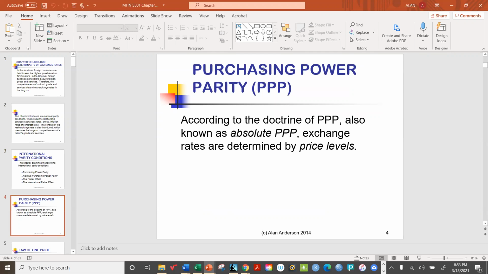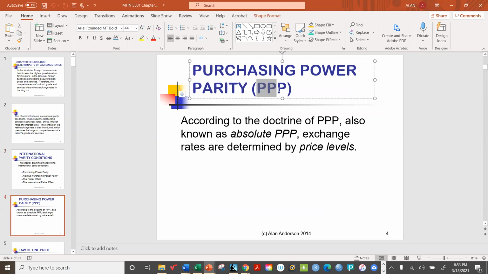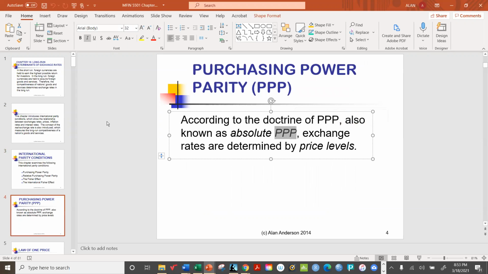By the way, from now on, we're going to call it PPP to avoid having to say purchasing power parity all the time. And this version is actually referred to as absolute purchasing power parity. According to this doctrine, exchange rates are ultimately determined by the price levels in 2 different countries.